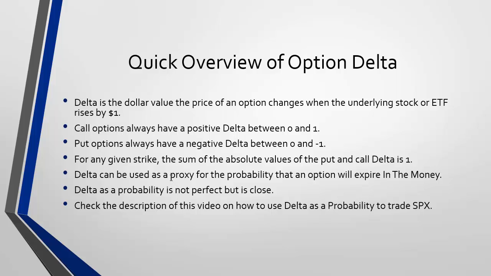Delta can be used as a proxy for the probability that an option will expire in the money. So if an option has a delta of 50, which is at the money, there's about a 50% chance it expires in the money. This is why people sell out of the money options, because out of the money options would have a low delta, which means there's a much less likely probability that they expire in the money. We'll retouch on these once we get into the platform.